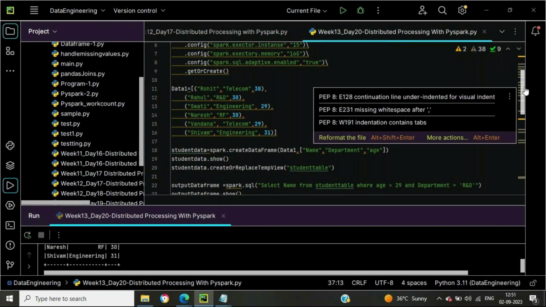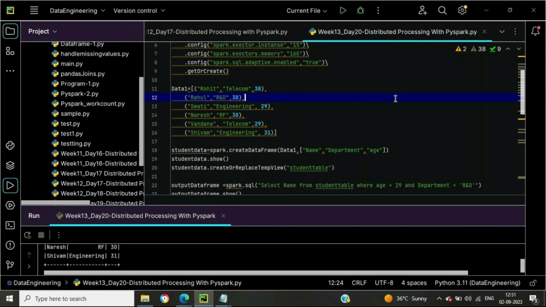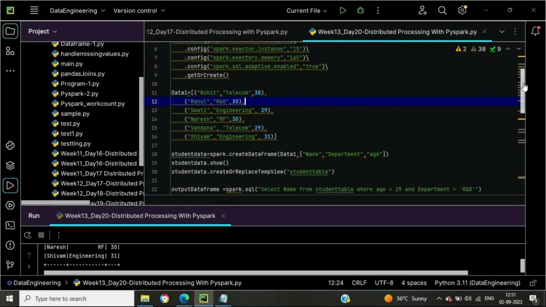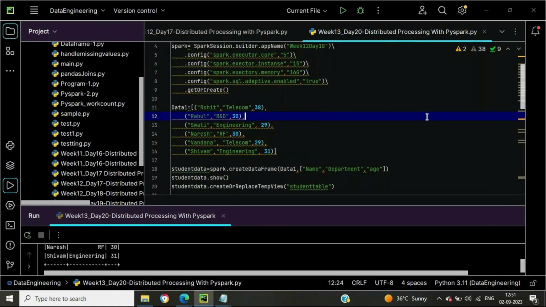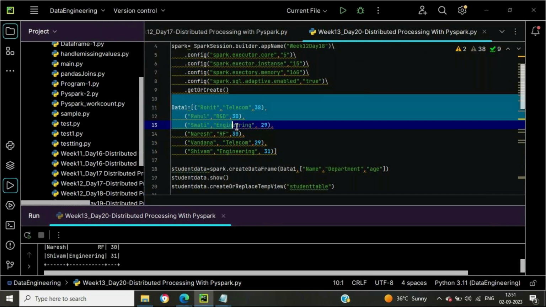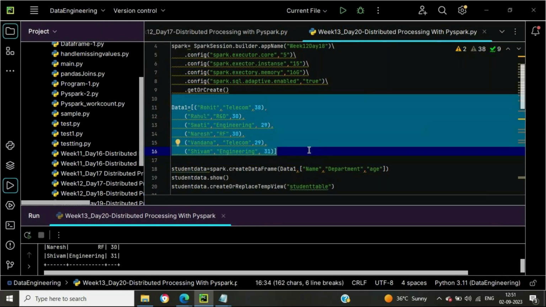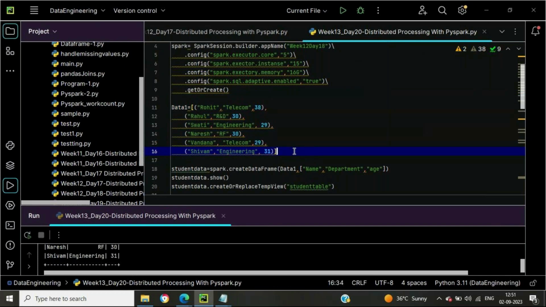So tomorrow, I will give you the insight about how to create a Databricks account. Second, I will give you certain insight into how to create an EMR cluster. Those things we are going to discuss in tomorrow's session.